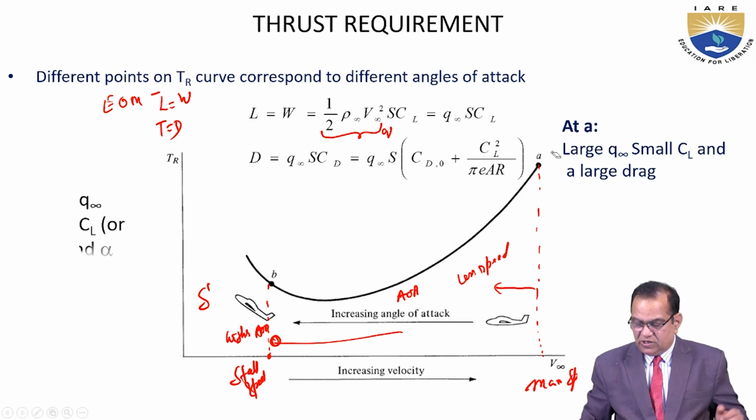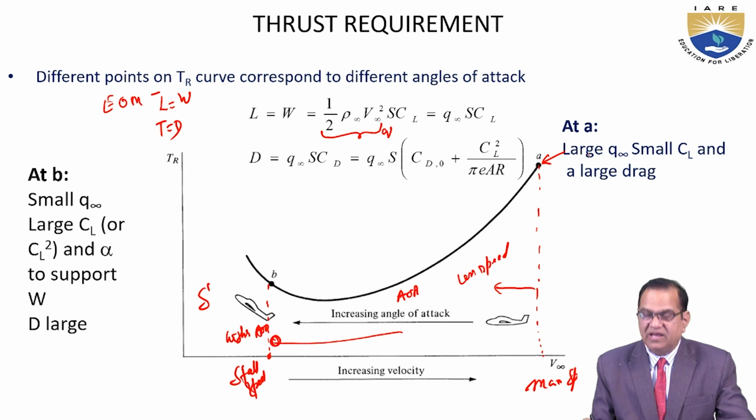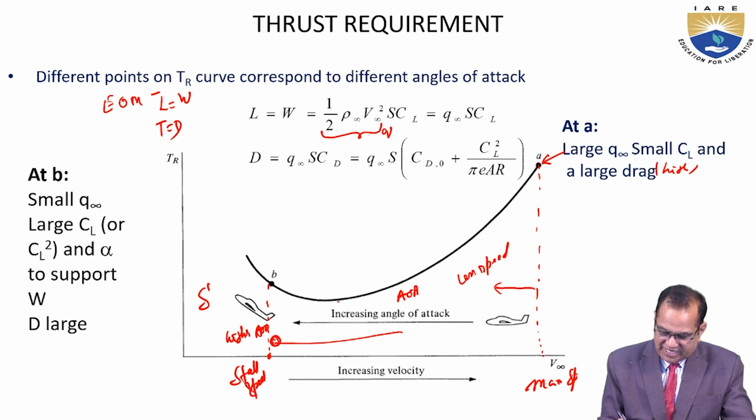So, what will happen at point A? At this point there is large dynamic pressure, a small CL, and a large drag. A high drag is there. But as you go here, you will have the minimum drag. But here again, drag is increased. At B, there is small dynamic pressure, large CL or CL square, and alpha to support weight, and large drag.